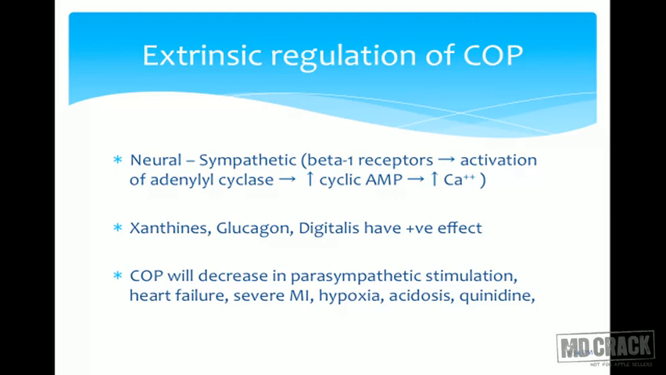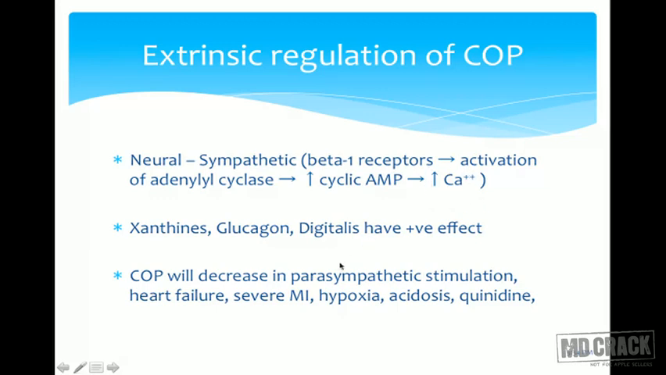These are mainly because of the neural effect and certain drugs which can act on the heart. What are the neural effects? Sympathetic stimulation. As you can see here, sympathetic stimulation will mainly act on the beta-1 receptors. They will cause activation of adenylyl cyclase, an increase in cyclic AMP, and ultimately an increased amount of calcium influx. This increased calcium influx will increase the heart rate and the force of contraction. And because of that, the cardiac output can be increased.